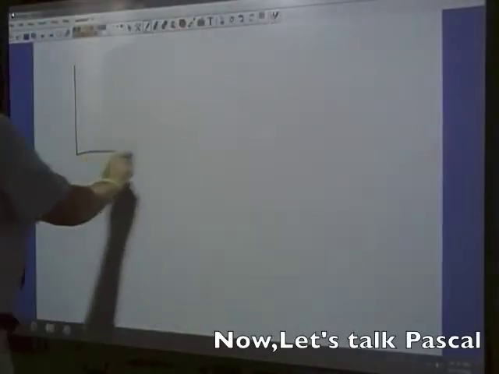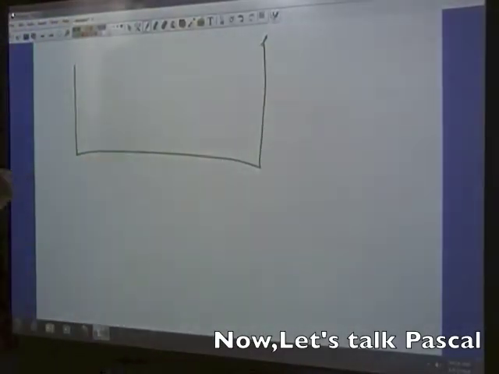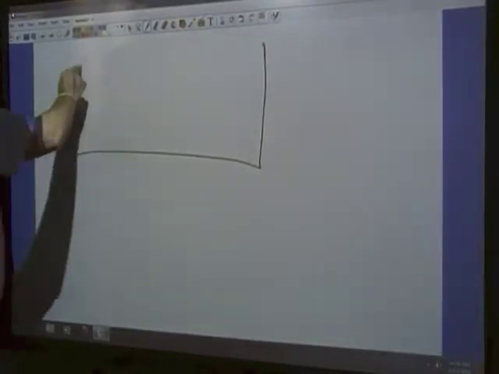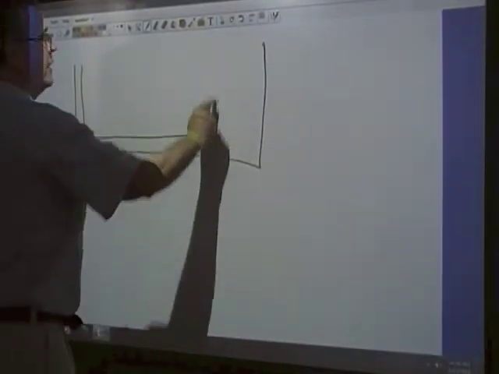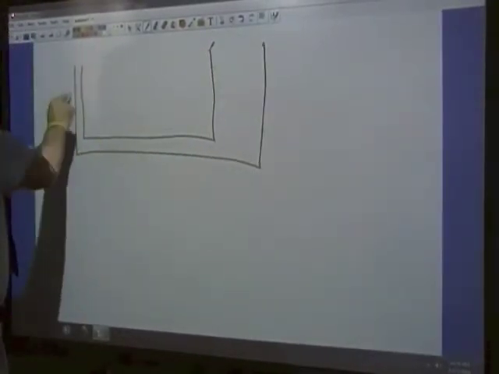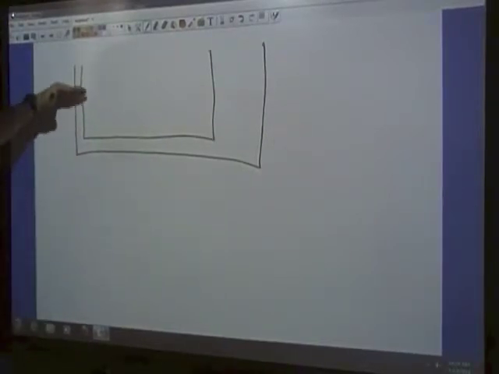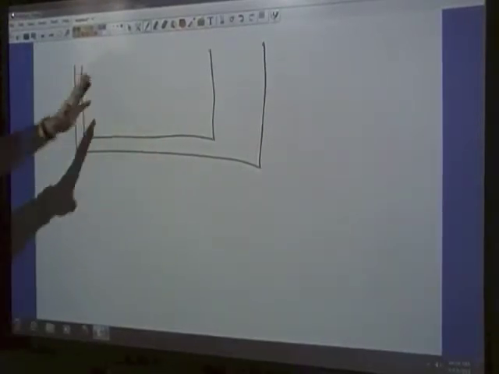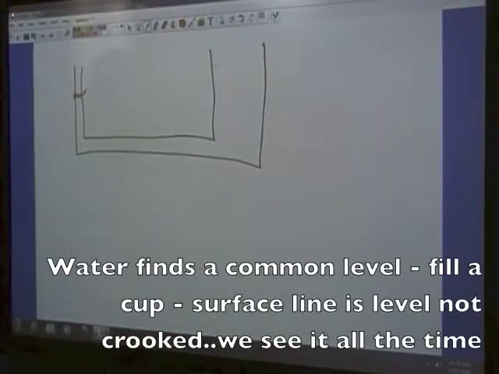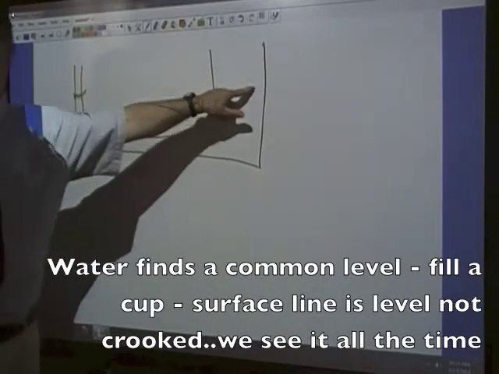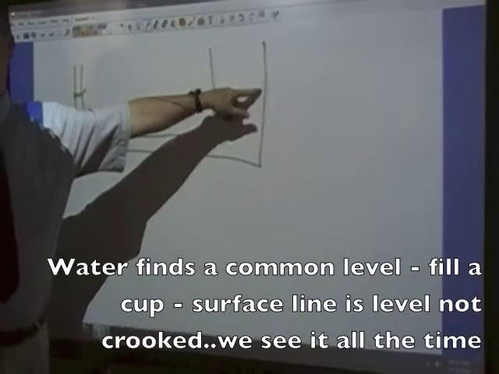Okay, part 2. Pascal. This is a Pascal press. We got a small cylinder here, a big cylinder here. If I fill this with water, with no forces on left or right piston, where's the water going to go? It's going to be at equilibrium, right? Yes. I don't care what you put in there, this level will be the same as the other. Yes.